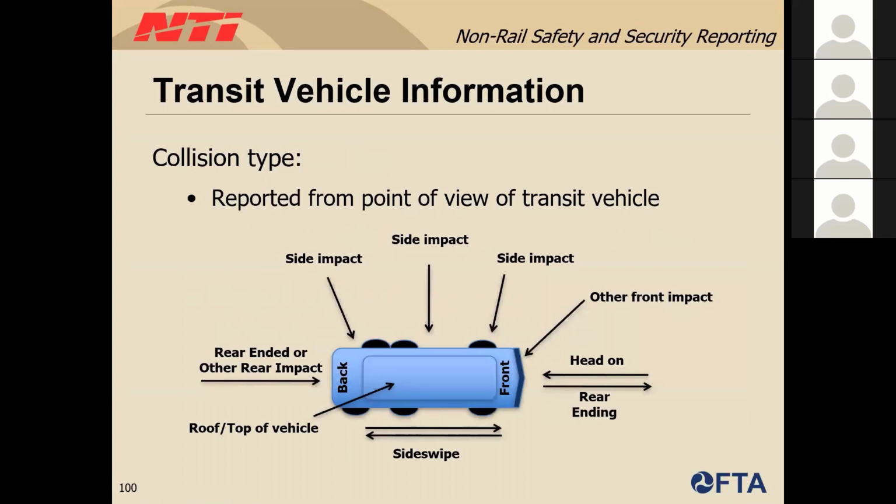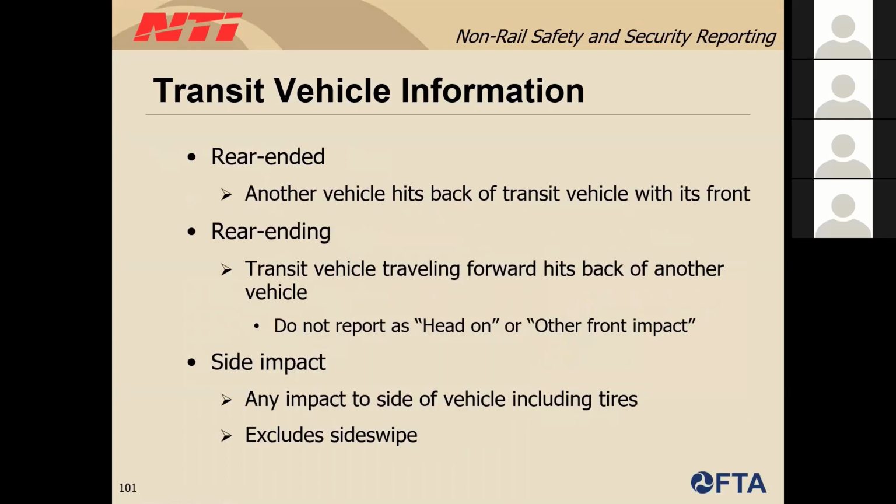This diagram shows most of the impact points which are reported from the point of view of the transit vehicle. Let's look at the options in more detail. Rear-ended means the rear of the vehicle was hit by the front end of another vehicle. Rear-ending means that a vehicle traveling forward hits the rear of another vehicle. Please do not report this action as head-on or other front impact. Please also remember rear-ended and rear-ending are always reported as a pair.